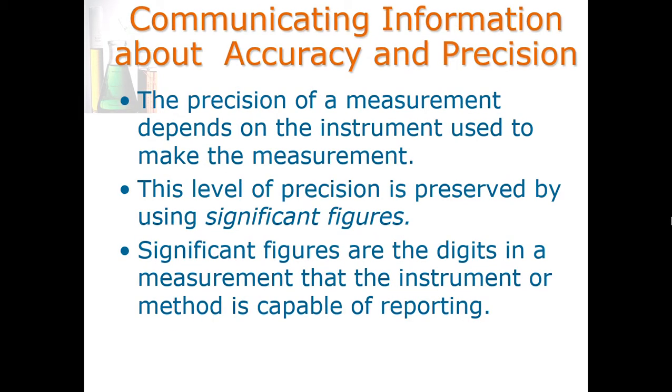When we communicate information about accuracy and precision, that is going to depend on the instrument that we use to make the measurement. And the level of precision is going to be preserved by using what we call significant figures. Significant figures are the digits in an instrument or measurement that the instrument or method is capable of reporting.